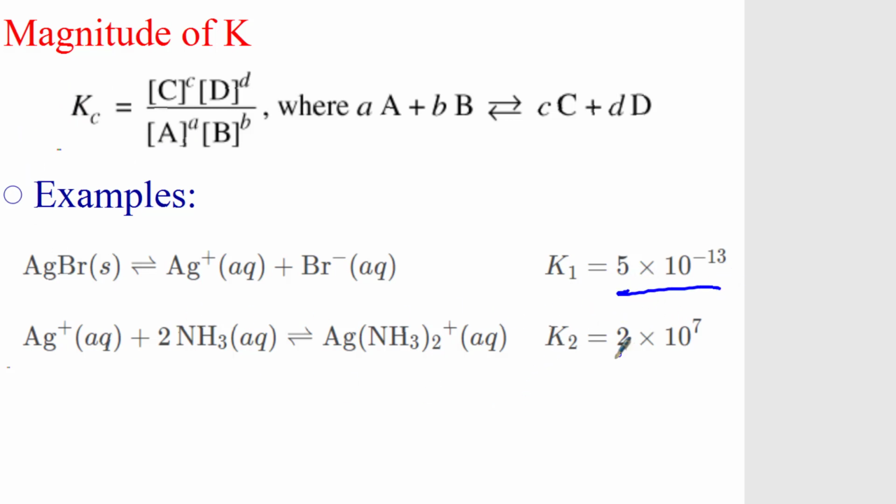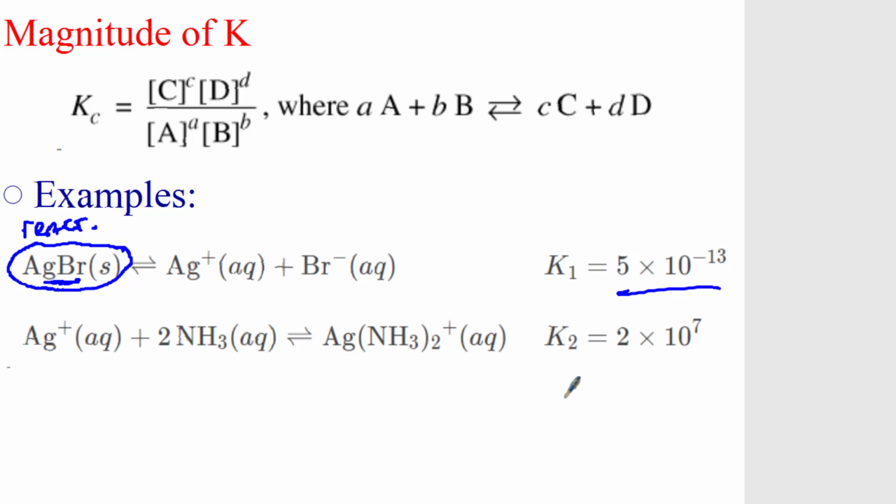Take a look at this first example. This K is 5 times 10 to the negative 13th, that's 0.000000000005. It is a really, really small number, which means your reactants are favored. This will normally become a solid. Think back to our precipitation reactions. If you put Ag plus and Br minus in a solution, it's going to make a solid at equilibrium. It's not going to break up into positives and negatives. It's going to become an ionic solid.